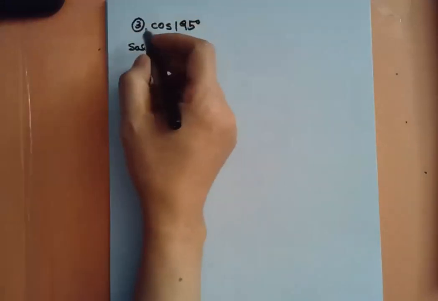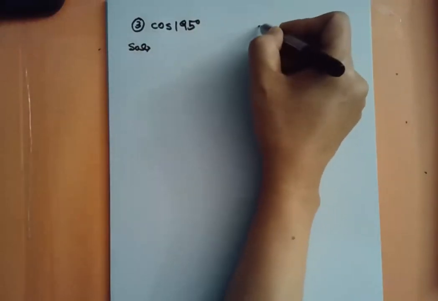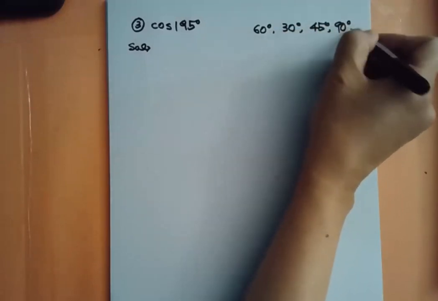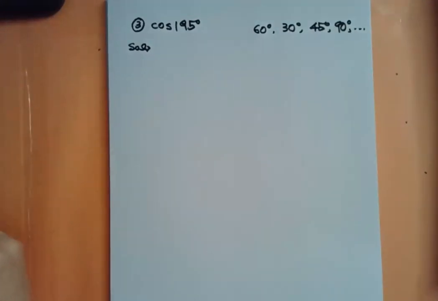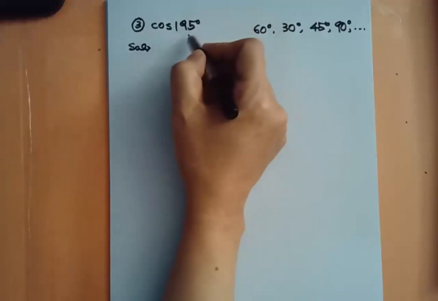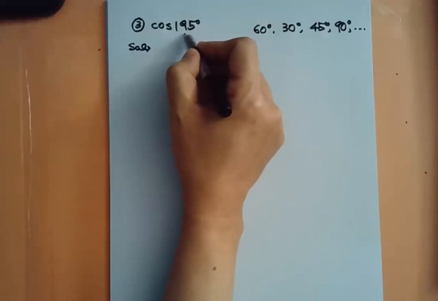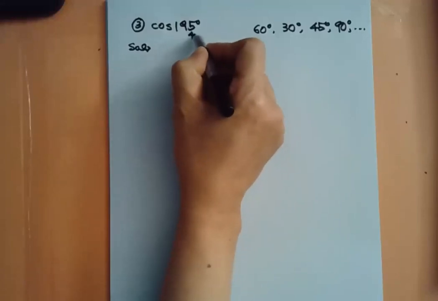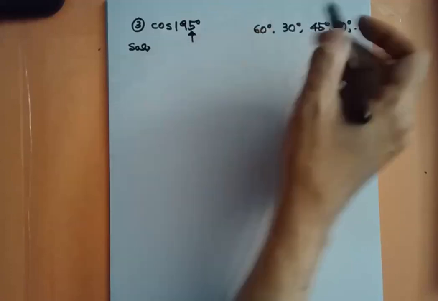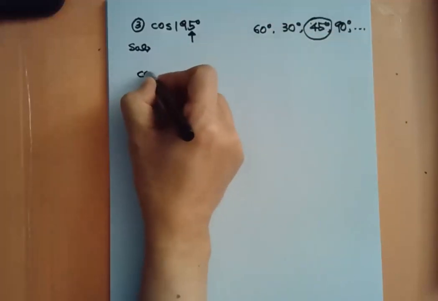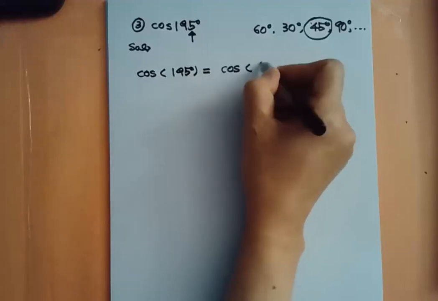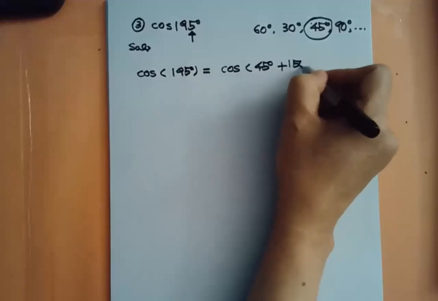Well-known angles look like 60 degrees, 30 degrees, 45 degrees, 90 degrees, and so on. When we have a value which we are not familiar with, we want to relate that with a well-known angle. In this particular case, the last digit ends with 5. So in that case, we always relate that with 45 degrees. So we rewrite 195 degrees as cosine of 45 degrees plus 150 degrees.